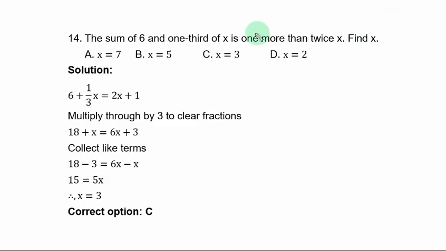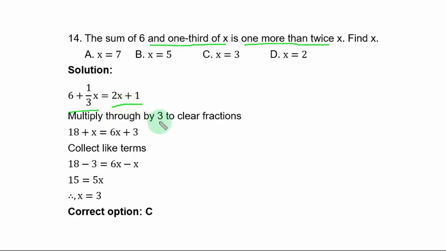Question 14. The sum of 6 and 1/3 of S is 1 more than twice S. Find S. Solution. From the first line, the sum of 6 and 1/3 of S, that is 6 plus 1 over 3 S, is equal to 1 more than twice S. Twice S means 2S. 1 more than is plus 1. That is what you have here.